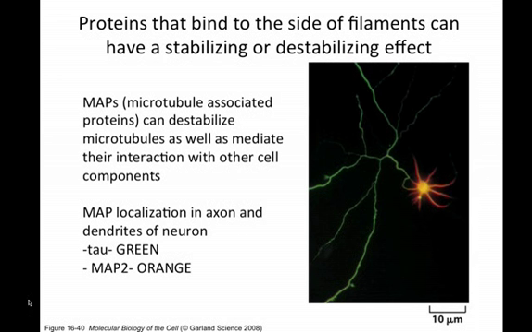Okay. So now we're going to start talking about proteins that bind to the side of filaments, and they might have a stabilizing or a destabilizing effect. You can imagine how that might work. They might hold things together, or they might break things apart. And so when we talk about microtubules, we talk about MAPs, microtubule-associated proteins.